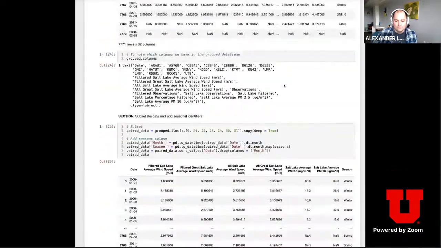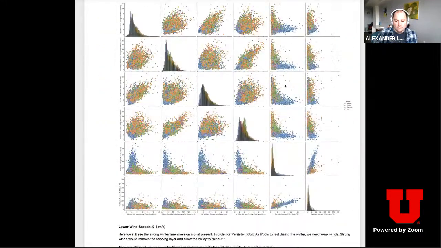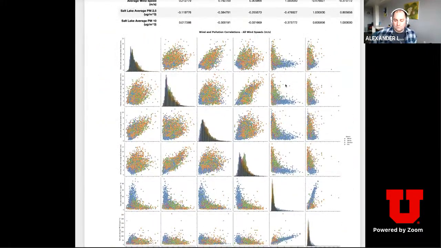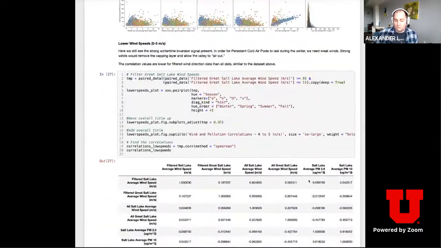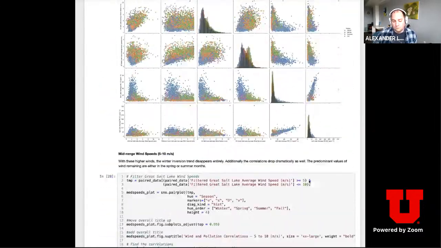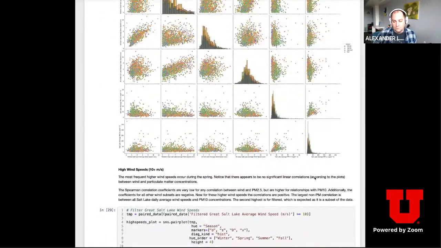We then must pair our data with the pollution values in Salt Lake so we can investigate potential relationships. We used Seaborn's pair plot functionality to look at our paired data by season and computed Spearman correlation coefficients for each relationship. As we are investigating how wind speeds across the Great Salt Lake affect PM, we filter wind speeds across the Great Salt Lake sites specifically. The first is all wind speeds, and we can notice the wintertime inversion trend where there's a strong relationship between PM 2.5 and PM 10 during the winter. This trend disappears, however, once we observe only wind speeds higher than 5. When we select wind speeds above 10, we see that the spring is the predominant season for high wind speed events.